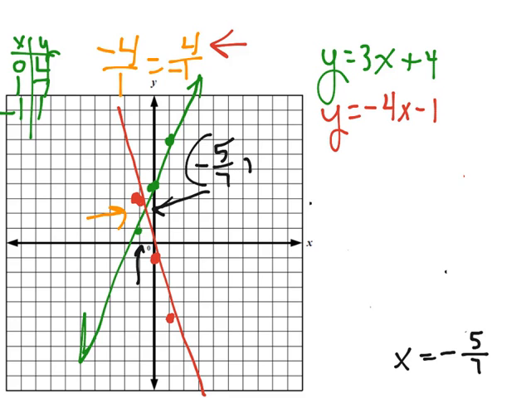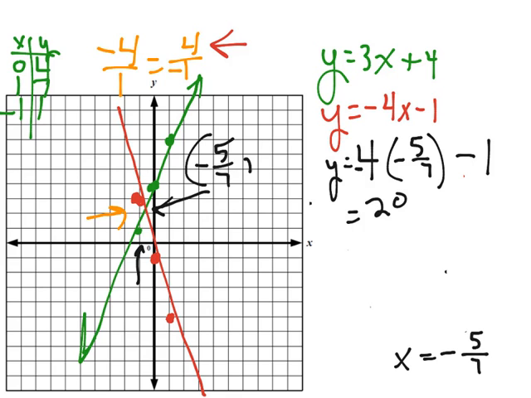To do that, I'm going to take this and put it back into the equation. I like to use the bottom one just because that one's negative and my answer for x is negative, going to give me a positive. So I'm going to go y equals negative 4, and make sure you get that negative in there, times negative 5/7. And I'm going to subtract 1 from that. So negative 4 times negative 5/7 is positive 20/7 minus 1. And 20/7 is 2 6/7 minus 1.